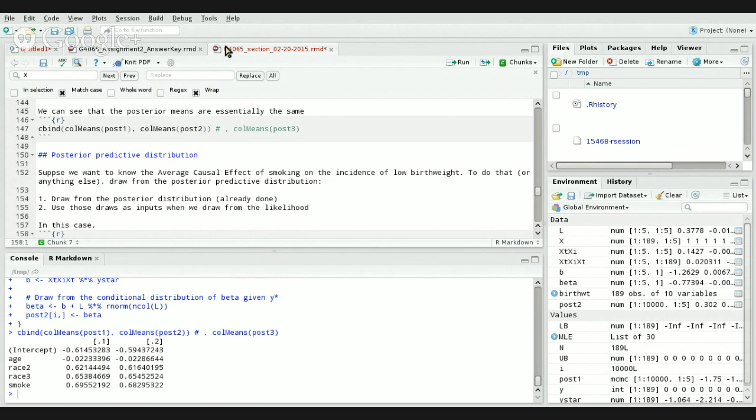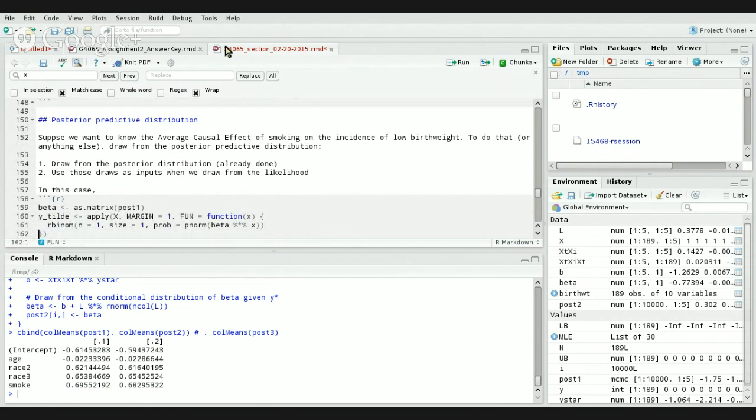You draw from the posterior distribution, which we've already done. And then you use those draws from the posterior distribution as inputs to the function whose PDF is the likelihood. Whatever that function is, you draw from it, and now you have realizations of the posterior predictive distribution of the outcome. And then you can calculate any function of the posterior predictive distribution that you want.